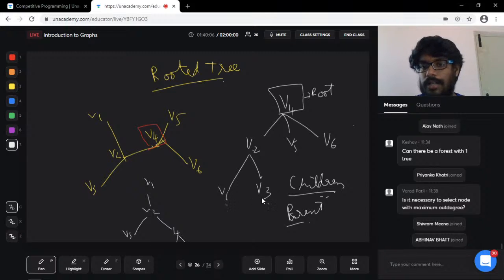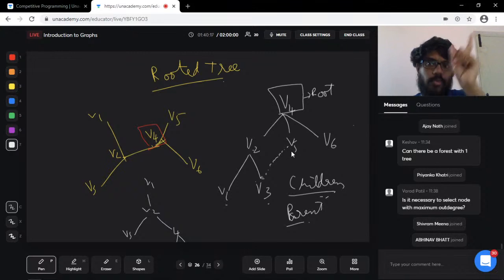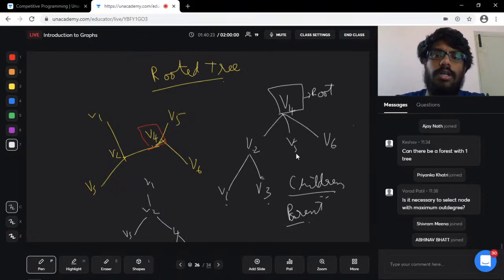It should be clear that a vertex can't have two parents, right? If V3 has V2 and suppose this is also there, then this forms a cycle, right? So a vertex can't have two parents. It can have exactly one parent, except the root, which has no parents. Okay, I hope it's clear till now. So this is a very crucial property of trees, right?